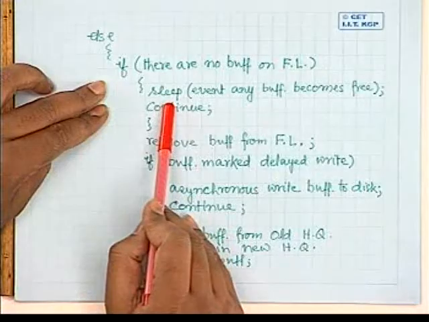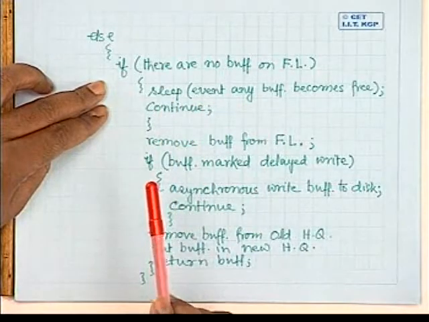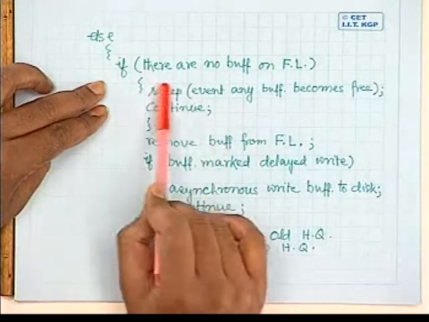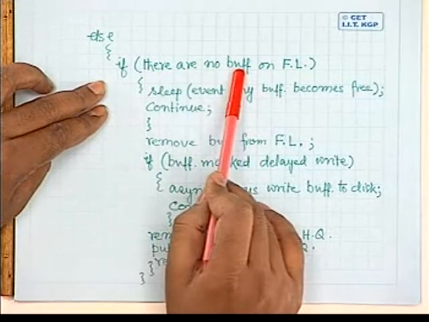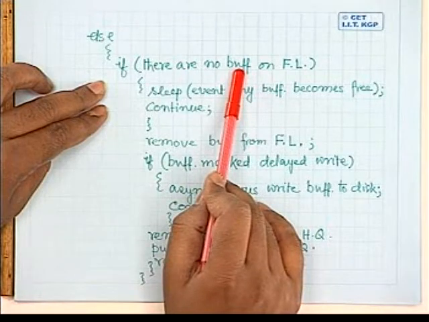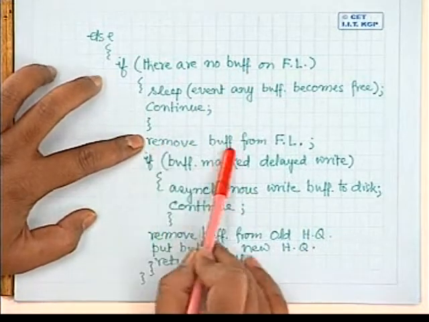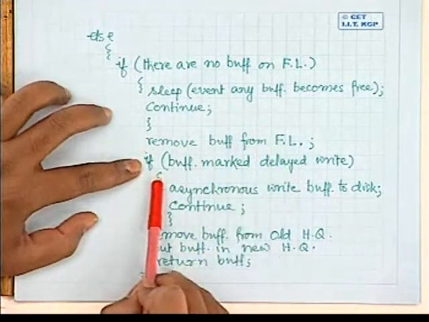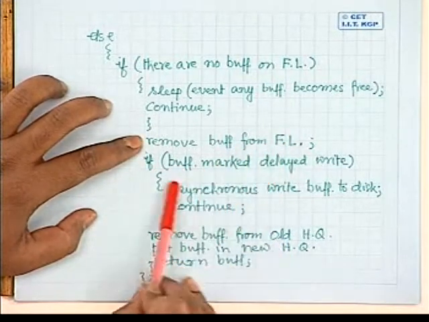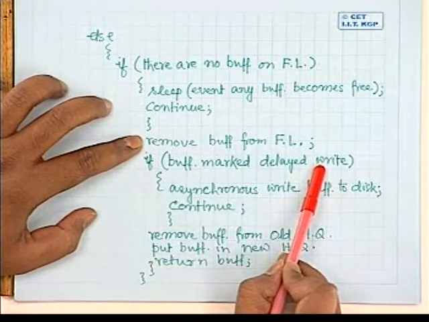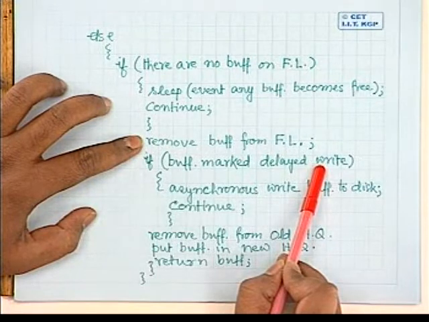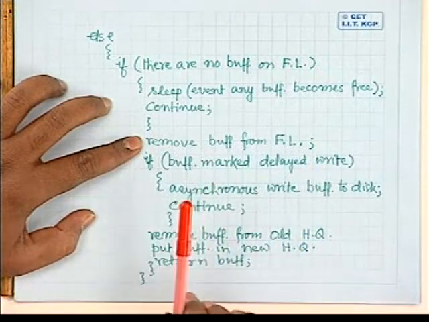So now the process goes to sleep mode on event that any buffer becomes free. In case there is a free buffer on the free list, what you have to do is simply remove the buffer from the free list. Then after removing this, we may find that the buffer is marked delayed write. So the buffer is currently free, but it is marked as delayed write.